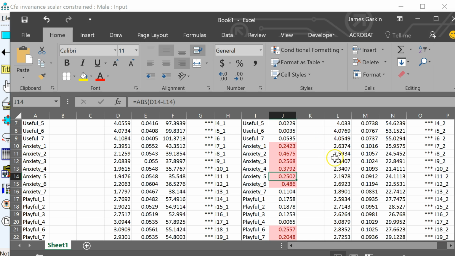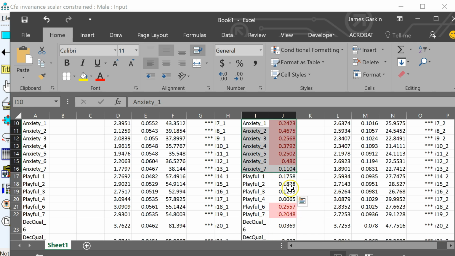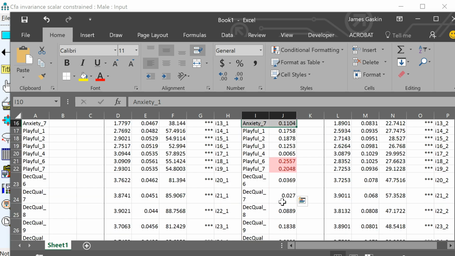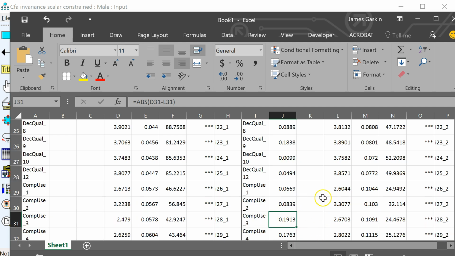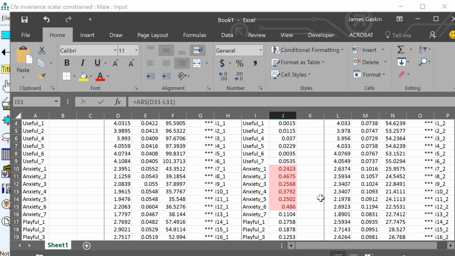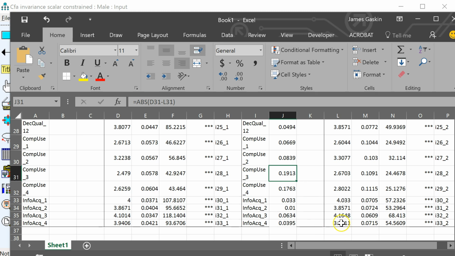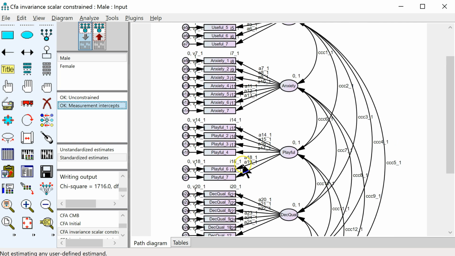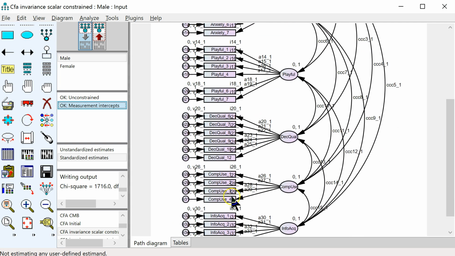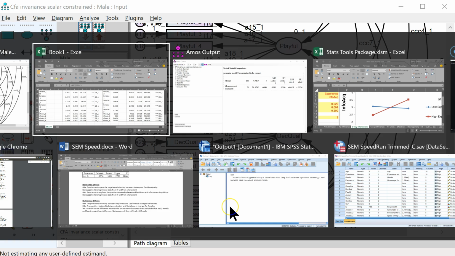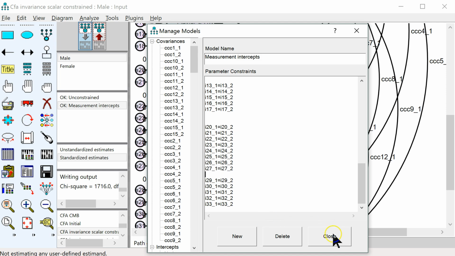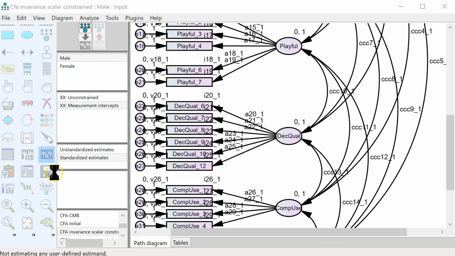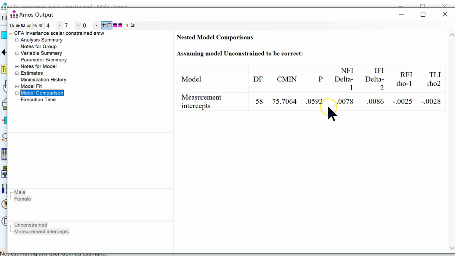So what can we do at this point? Well, we can look at other ones on other factors. So anxiety has problems. And playful has problems. Does anything else have a problem? Here's a 0.1. 0.19. 0.19 is pretty big. Are there any 0.2s up in here? No, so 0.19. CompUse 3. So we're just going to do these one at a time now. CompUse 3 is down here probably. Yep. CompUse 3 is I-28. Oops. I-28. Delete that one and close and run. There it is. That was the only other one we needed to do.